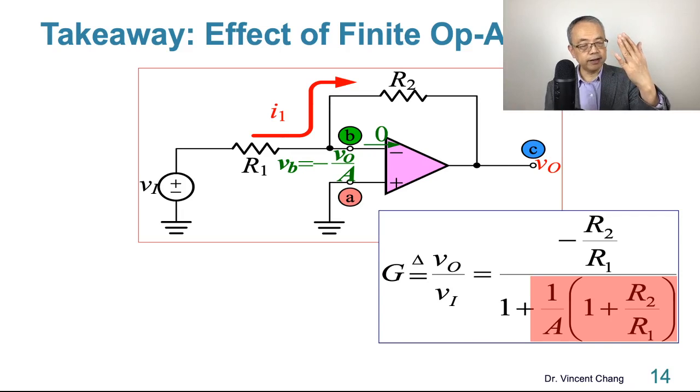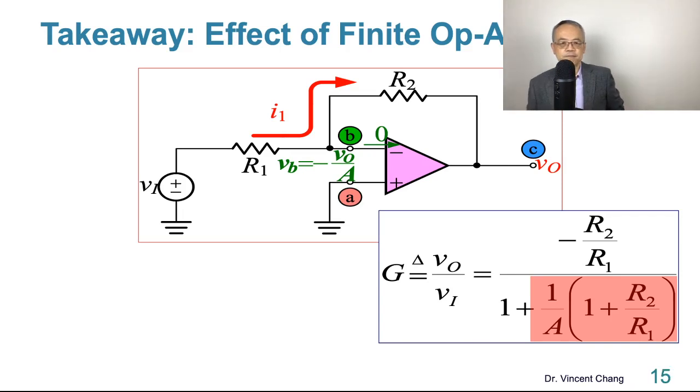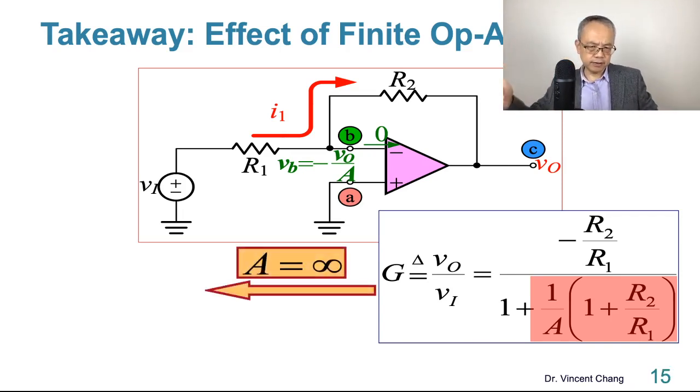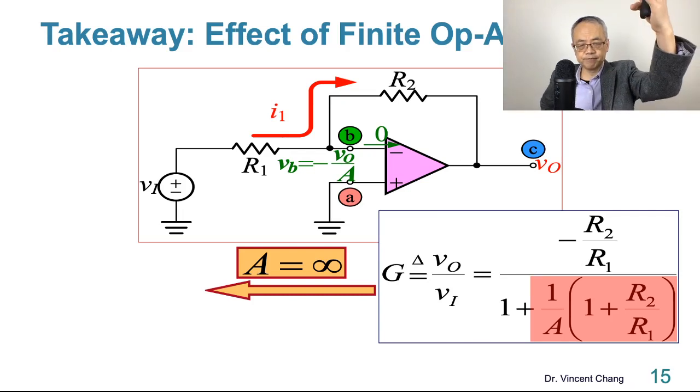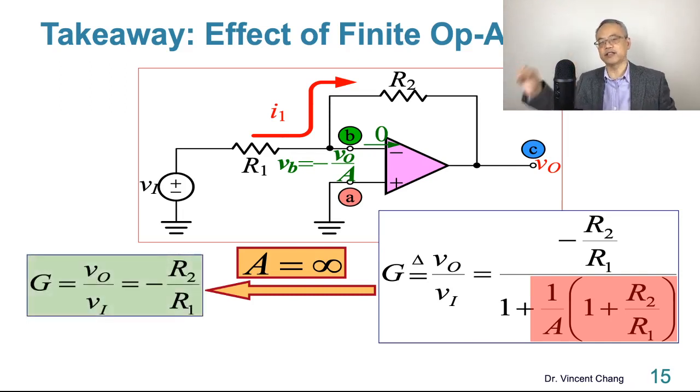When A is not infinite, the closed loop gain G will be downgraded. But as A goes up, if we increase A, the error term goes down. And if A reaches infinity, then the error term will vanish, and you will go back to the ideal case. All right, this is the takeaway.